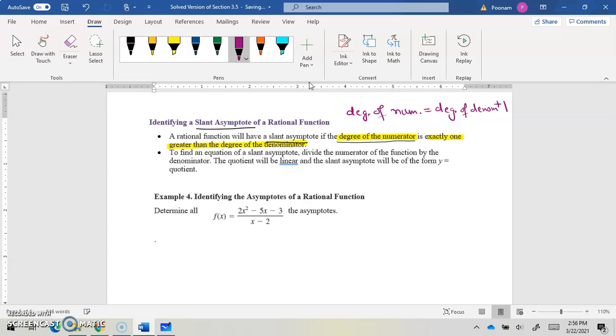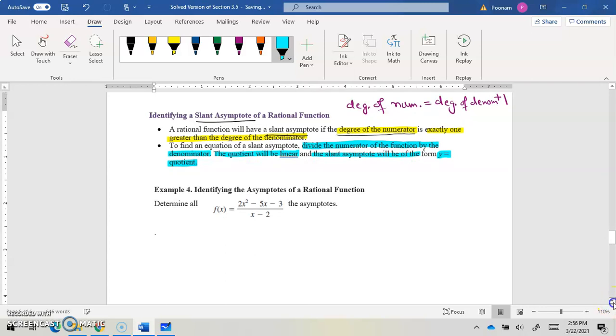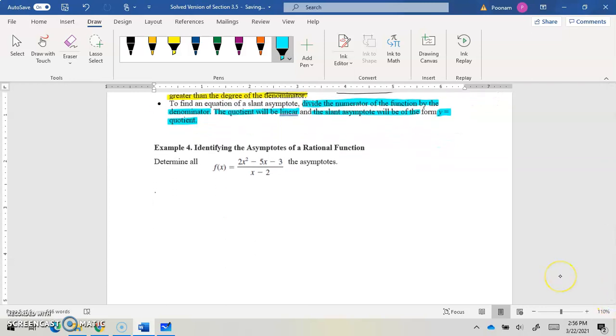To find the equation of the slant asymptote, what do you have to do? You have to divide the numerator of the function by the denominator. The quotient will be linear and the slant asymptote would be y is equal to the quotient. Okay, so let's see. We have this question number 4. It says find all the asymptotes.